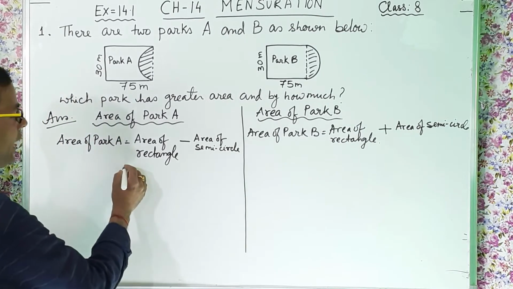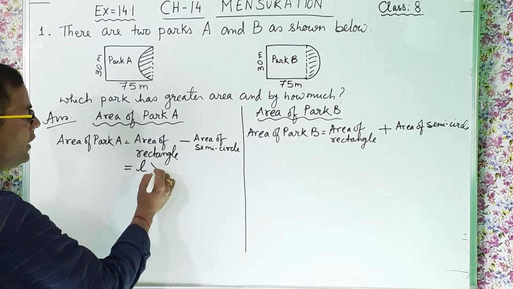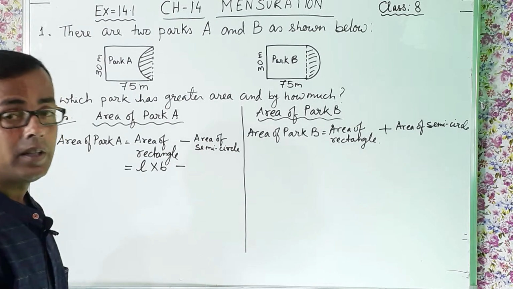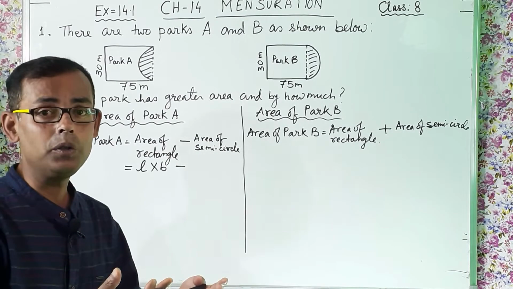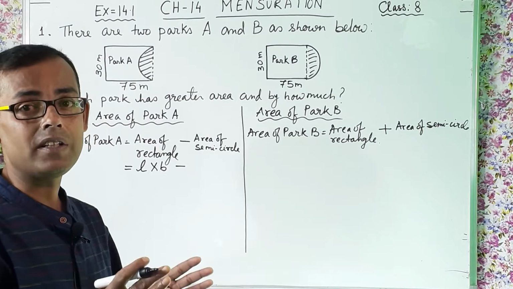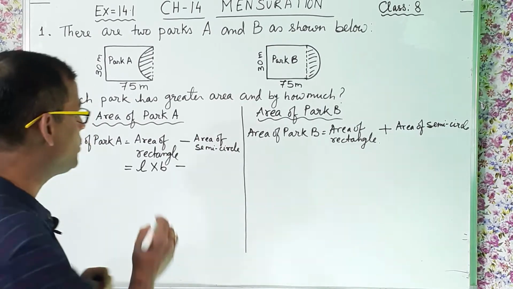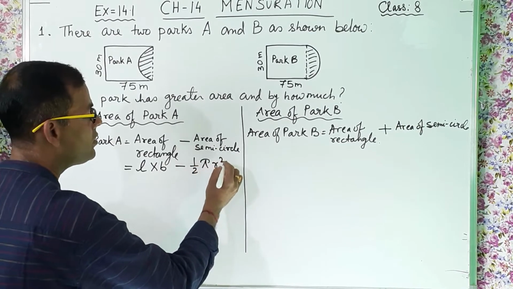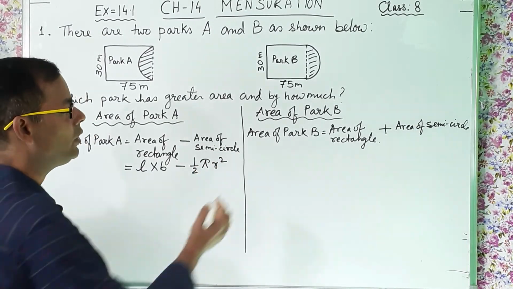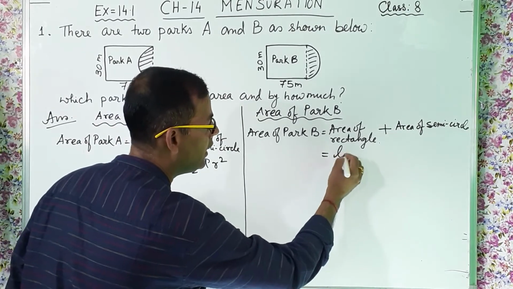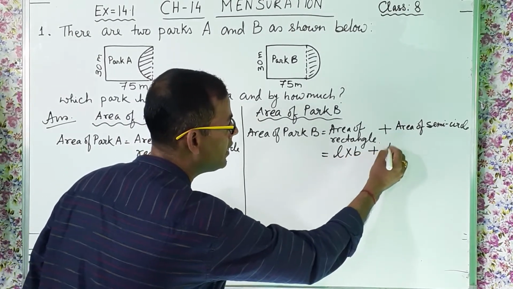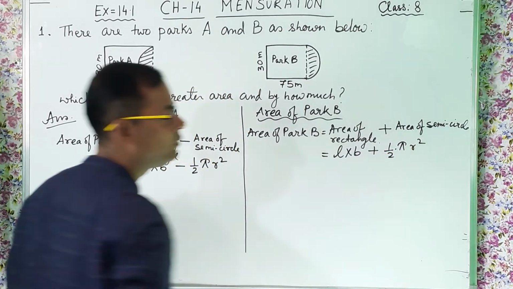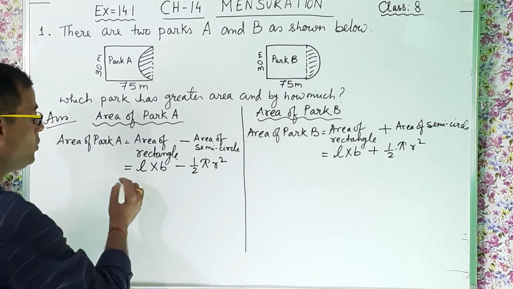So area of rectangle is what? Length into breadth minus area of semicircle. The circle formula I have already told you, pi r square. So semicircle means half circle, will be half pi r square, clear now? Now here also the same thing, length into breadth plus half into pi r square. Clear? Now what we will do, we will put the values.